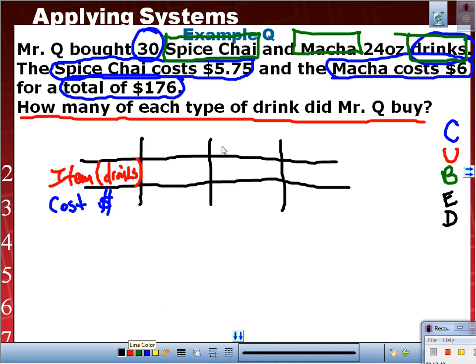All right, let's go by the columns. I'm going to label the first column, the first item that they talked about. What was the first item? Spice chai. So I'm going to label this spice chai. What would I label the next column? Matcha. And of course, the last one is always what? Our total. That is correct.